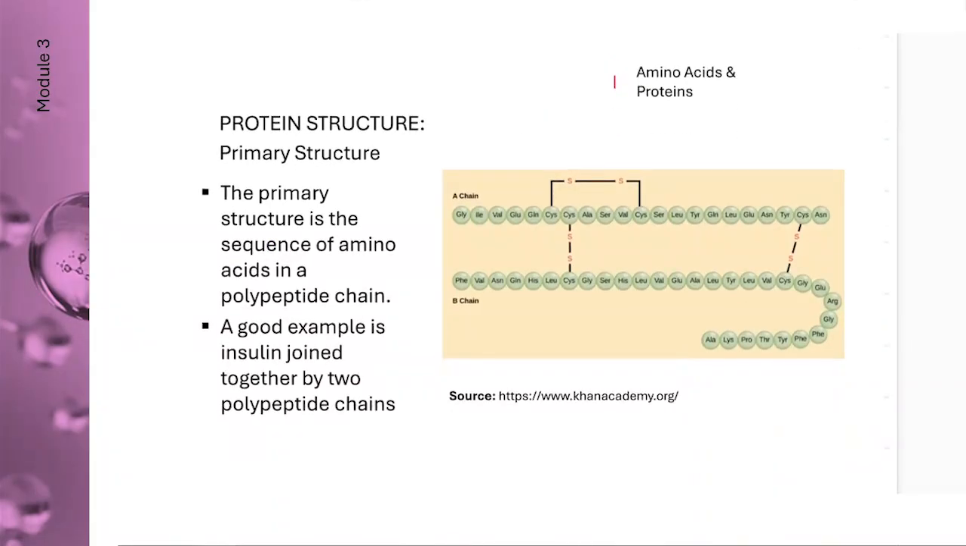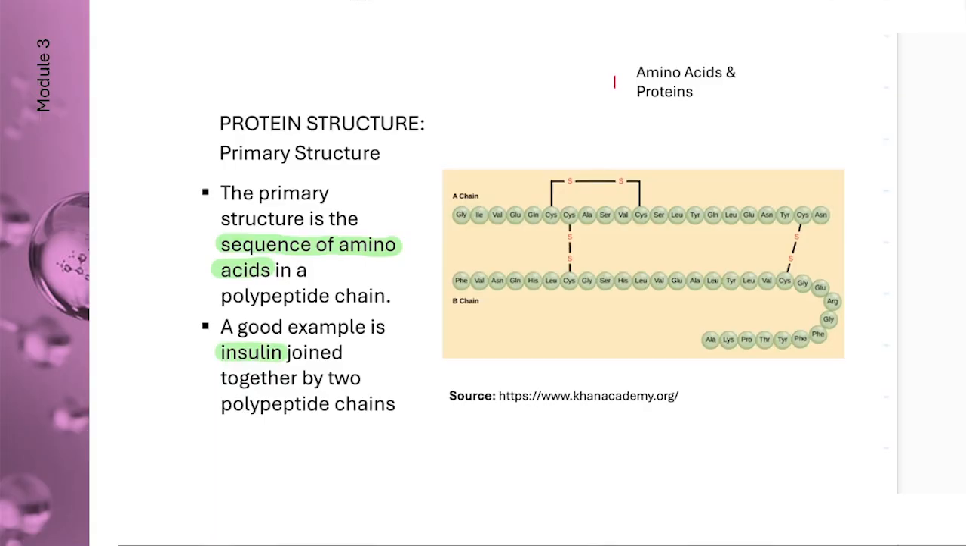The primary structure of a protein is just its amino acid sequence. To put it very simply, it's the amino acid sequence. And a very good example is this protein, insulin.